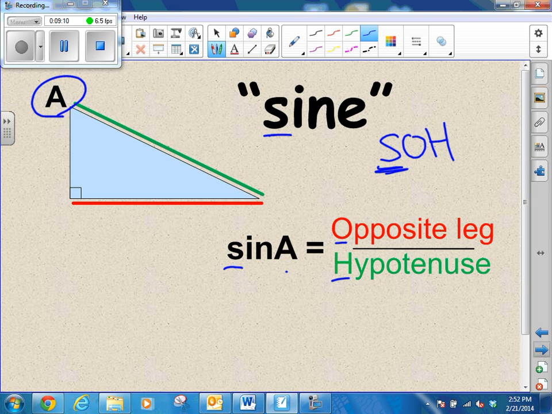So SOHCAHTOA. Okay, so make sure you draw in that picture. These pictures will be very important today, so you can identify what's what. Because really, bottom line, that's what trig is all about: identifying what sides I have in comparison to the angles that I have. Okay. All right, we got sine down?